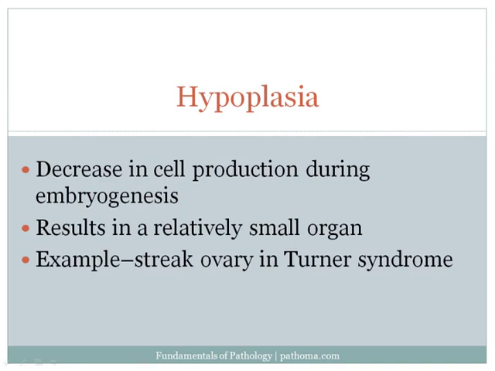Another important term to be familiar with is hypoplasia. Hypo means low, and plasia means growth. And so in hypoplasia, there is a decrease in cell production during embryogenesis. This results in a relatively small organ. The classic example would be a streak ovary in Turner syndrome, and that's an example of hypoplasia.